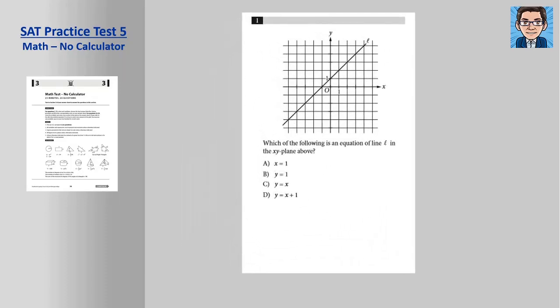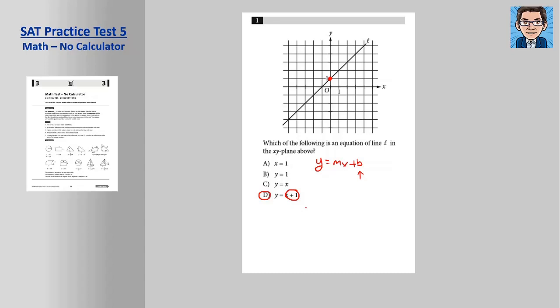So number 1, we're looking for the equation of the line here. If we remember y equals mx plus b, b is the y-intercept. On the graph, the y-intercept is 1, and the only one with a y-intercept of 1 is right here, and our answer is D.